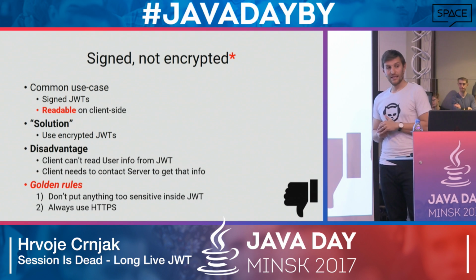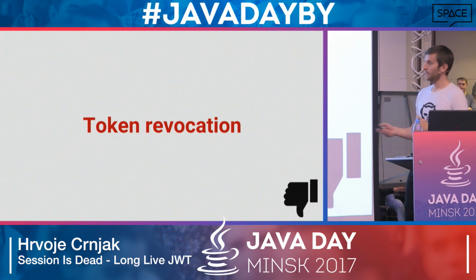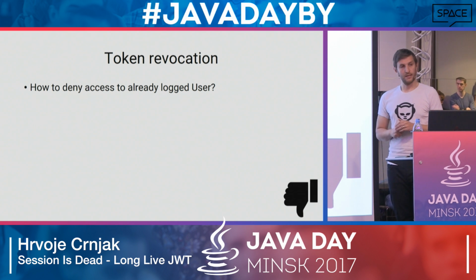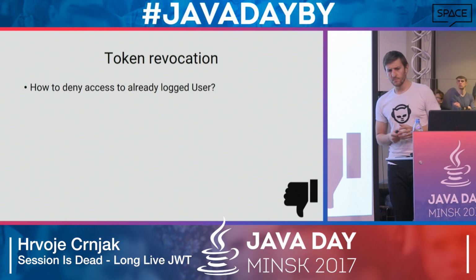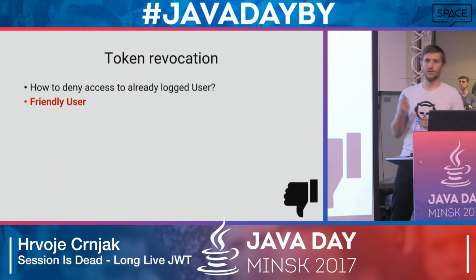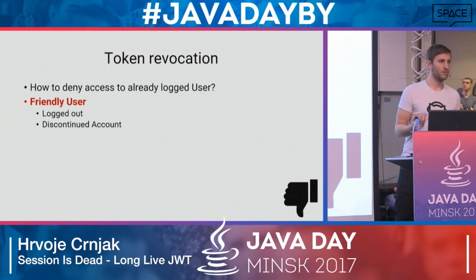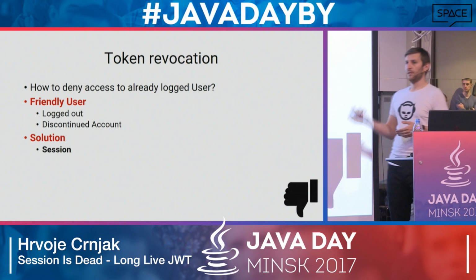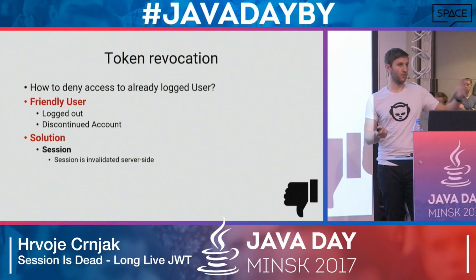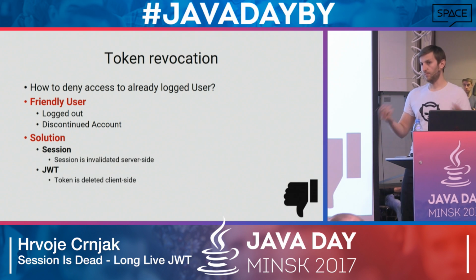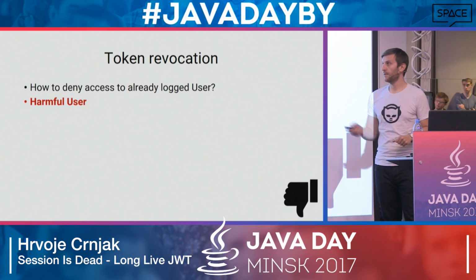And now on to our last, and in my opinion the only real, disadvantage of using JSON Web Tokens, and that is token revocation. So the question is, how to deny access to an already logged-in user? If we have a friendly user, a user that logged out of our application or discontinued his account, then we don't have a problem. With sessions, we would just invalidate the session on the server side, and that would be it. On the other hand, with JWTs, we would just delete the token on the client side, and again, that would be it. But what if we have a harmful user?